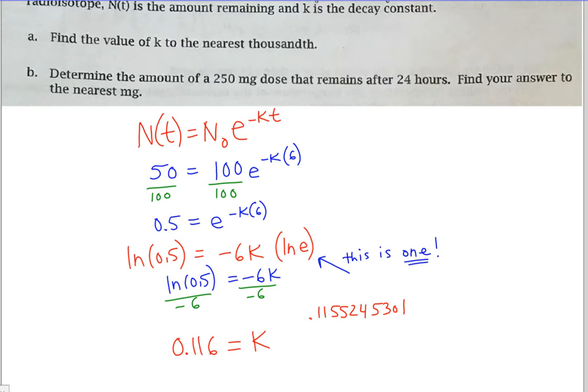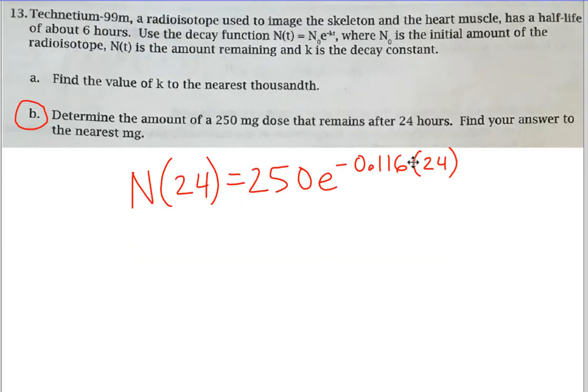So if I want to determine the amount of a 250 milligram dose after 24 hours, then 24 is my time, 250 is my initial value, and my constant decay is 0.116. So we simply place those values into the formula. Now remember, this is just a title. The amount after 24 hours is equal to my initial value times e to the -0.116 times 24.